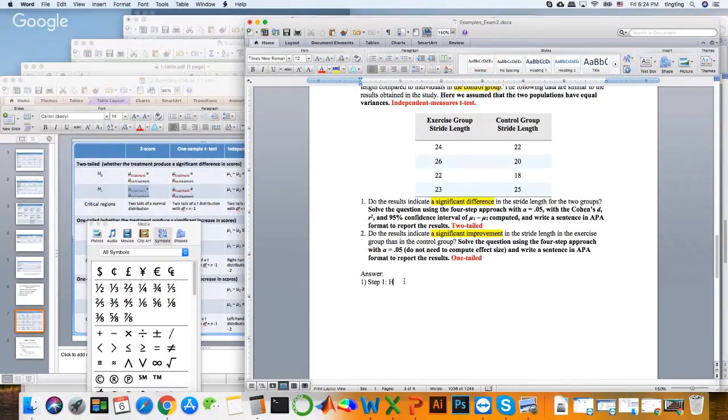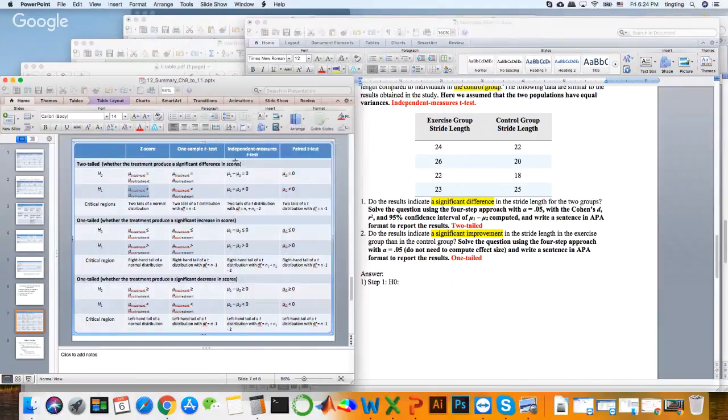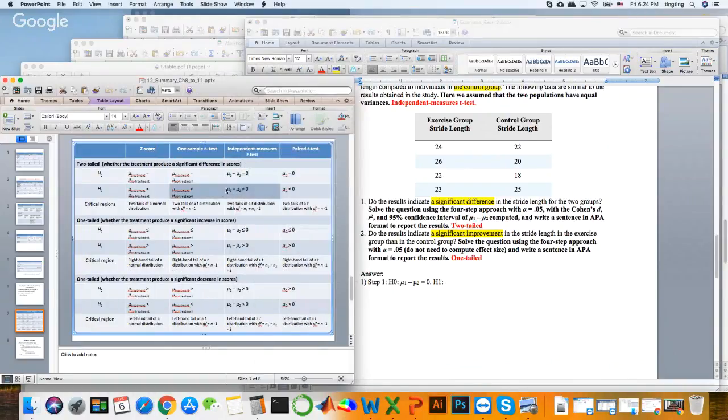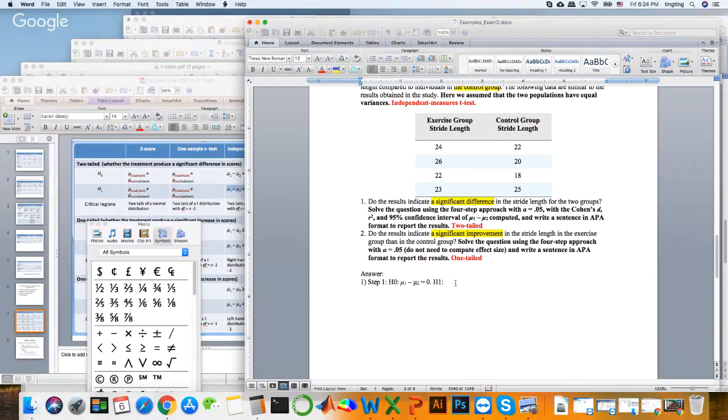The H0 should be μ1 minus μ2 equals 0, and H1 should be μ1 minus μ2 not equal to 0. That's it.